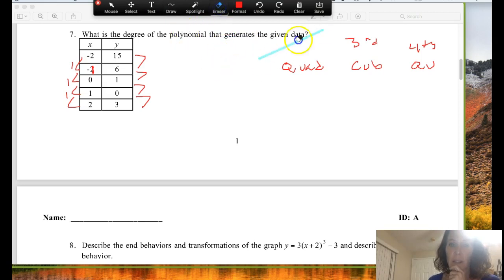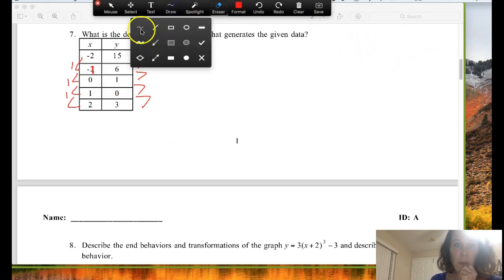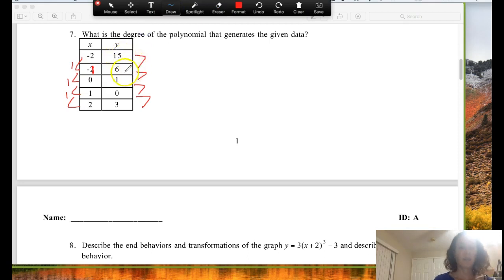I can already tell you the first change is not constant, so it's not going to be linear. I can tell by looking at it. But let's go ahead and go through this. To get from 15 to 6, I'm going to subtract 9. To get from 6 to 1, I subtract 5. To get from 1 to 0, I subtract 1. To get from 0 to 3, I'm going to add 3. This is not constant, it's not linear.